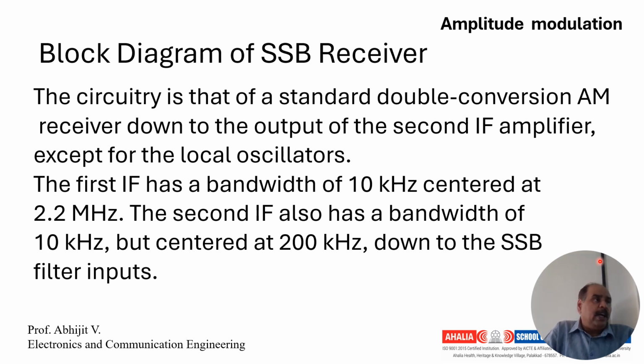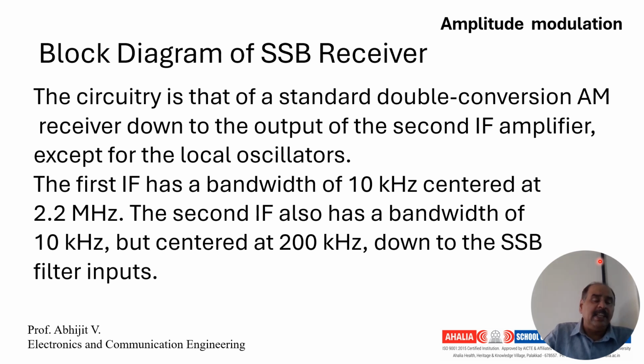The first IF has a bandwidth of approximately 10 kilohertz with a center at 2.2 megahertz. Similarly, we have a second IF which also has a bandwidth. The second IF is also having a bandwidth of 10 kilohertz, but there is a difference: the central frequency is 200 kilohertz, down to the SSB filter inputs.